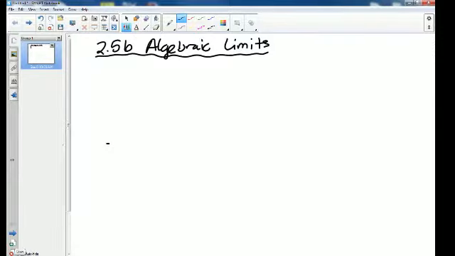Okay, so if we're talking some more algebraic limits, I just want to go through a few situations you might encounter. Of course, I can't show them all to you. You have to be problem solvers, but there are some problems where you might run into something like this.